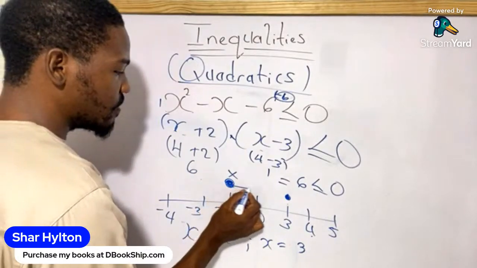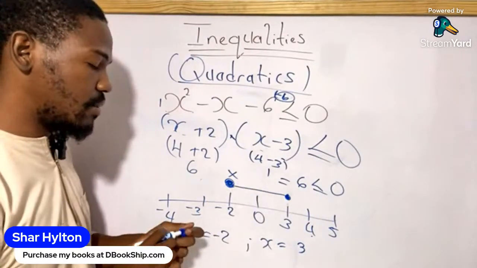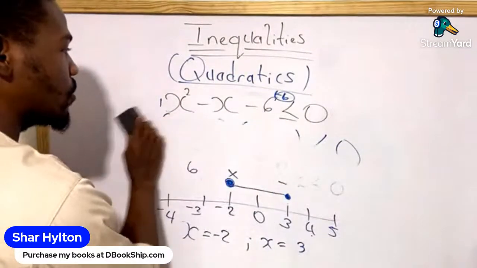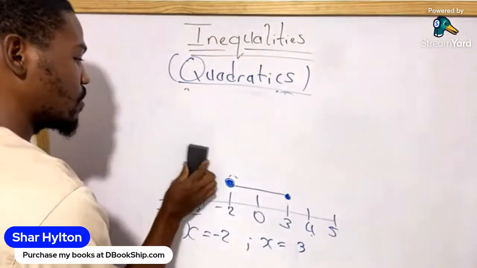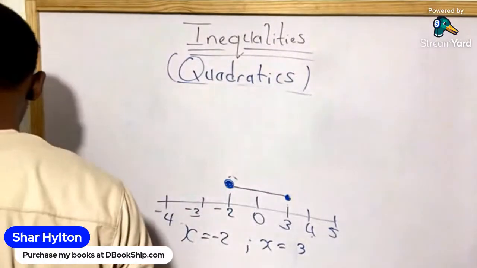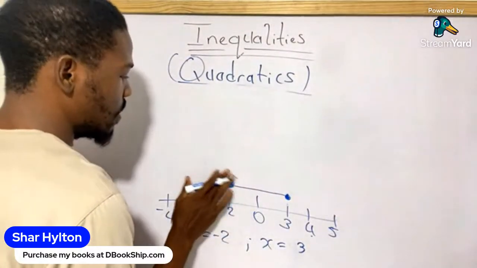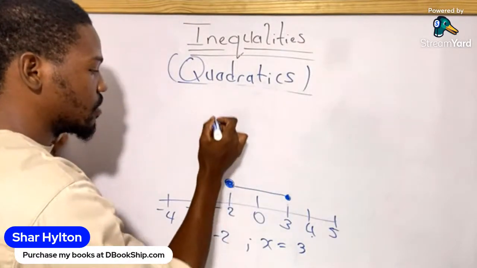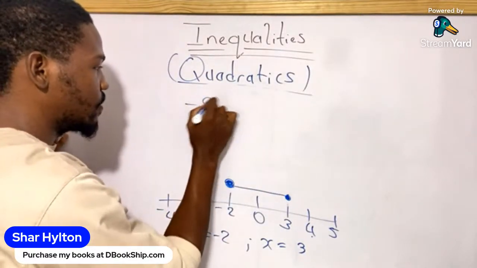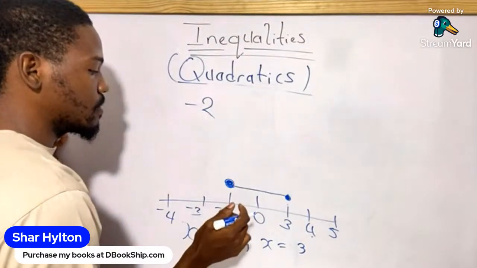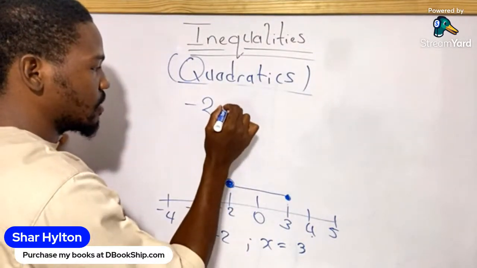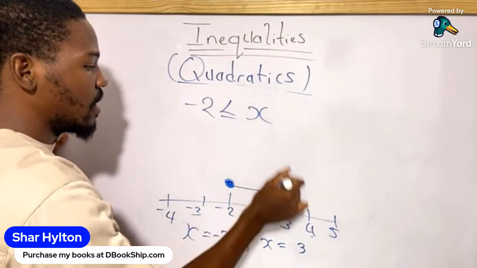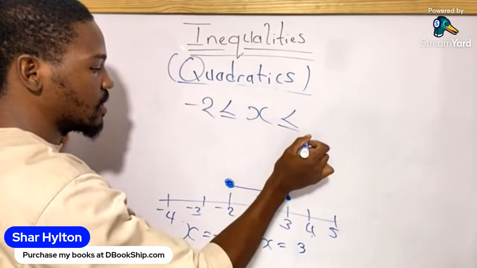So the range of values of x would be from here to here. So how do I write that? I put my negative 2 first, right? So negative 2 is less than or equal to x, and x is less than or equal to 3.